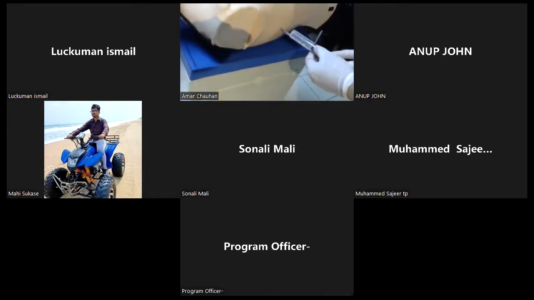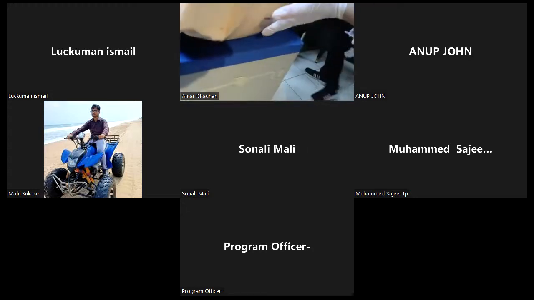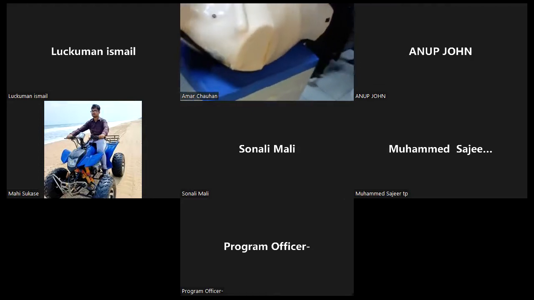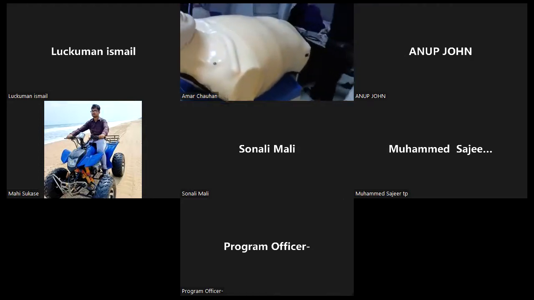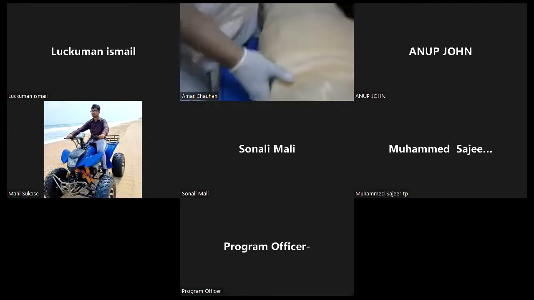You can see air coming out. You can even hear the hissing sound. Okay, this was needle decompression. Now I will demonstrate ICD. So on the left side, we have given ICD.